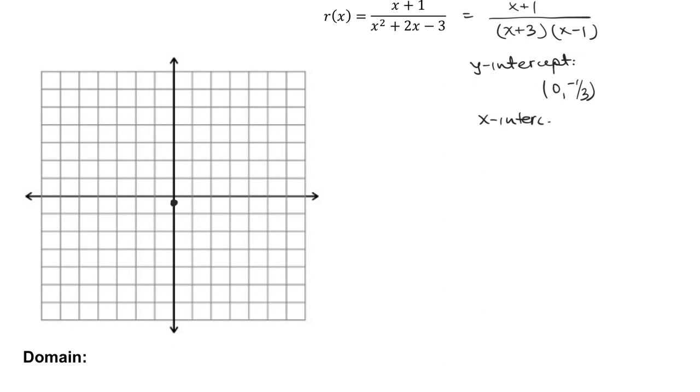The x-intercept, or there could be more than one. The x-intercept is when the fraction is equal to 0, the function is equal to 0, but again, remember, in a fraction that happens only when the numerator is equal to 0, which in this case happens when x equals negative 1.